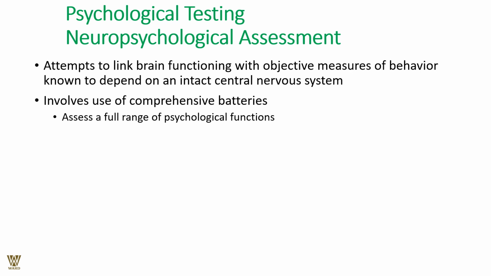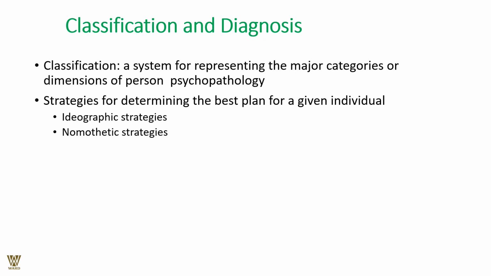So, what are we trying to attempt? Psychological or neuropsychological assessment is an attempt to link brain functioning with objective measures of behavior known to depend on an intact central nervous system. It involves the use of comprehensive batteries to assess a full range of psychological functions then and there. Classification and diagnosis. Classification is a system for representing the major categories or dimensions of psychopathology, as the case might be. We're trying to understand the DNA of the problem. If we can classify, identify, and diagnose the problem, the treatment probably becomes much easier.